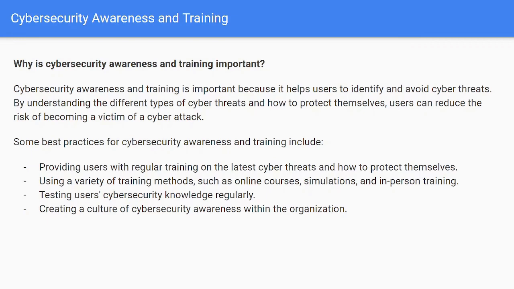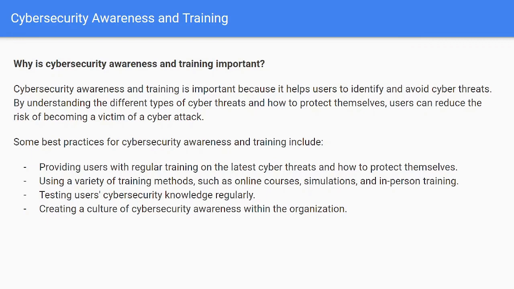Number two is using a variety of training methods. You can have online courses, you can have simulation. Simulation simply means you test it like in real life, but obviously it should not be malicious, please. So you as the administrator will set up a link, do it like a phishing mail, send it to everybody in the company or to specific people, and then see who clicks on it and puts in their details, you understand.